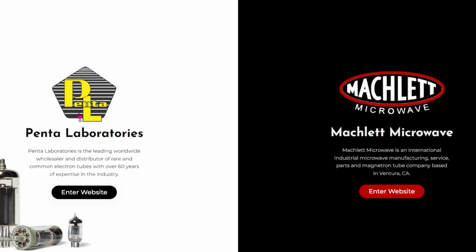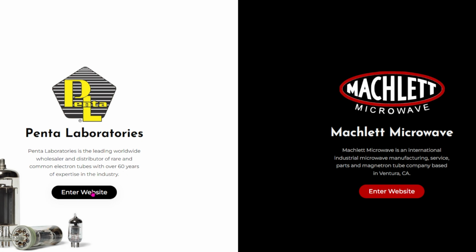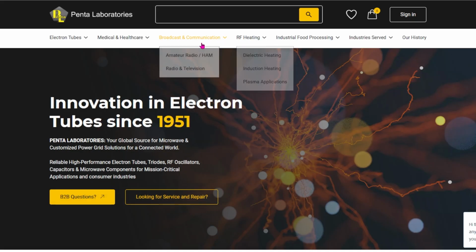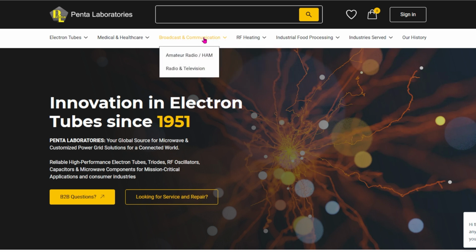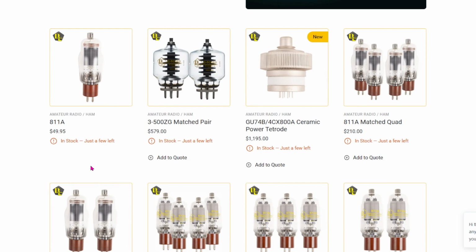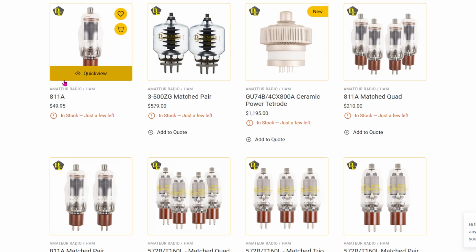Okay, so here's the Penta tube, and I'm going to go into the Penta side of it, and I want to look for... they have all kinds of tubes, RF heating, other stuff, plasma. I'm going to do the amateur radio, ham radio products, and they really have a great line of stuff.